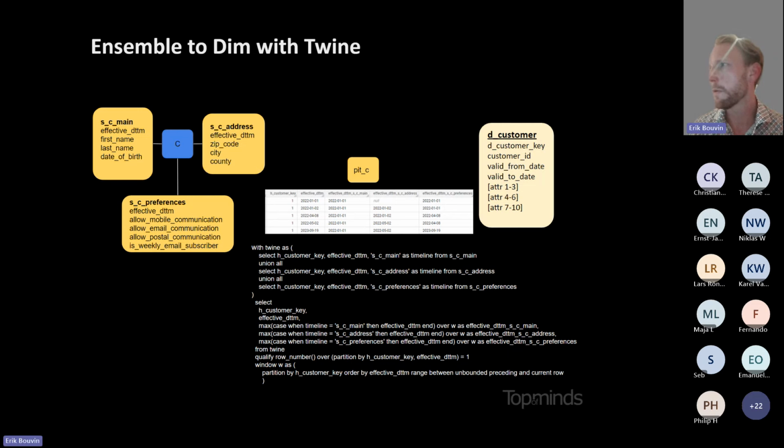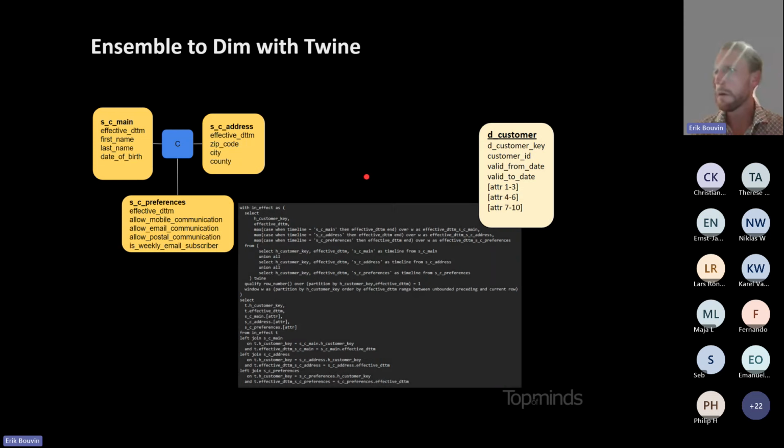But then I was curious, all right, this seemed easy. Is it possible, with the Twine, to bypass the point in time? And then the code looks like this. So instead of ending with the part where we see which version from each satellite was in effect at that point in time, it simply rejoins the satellites again, and then we load the dimension without any point in time at all.